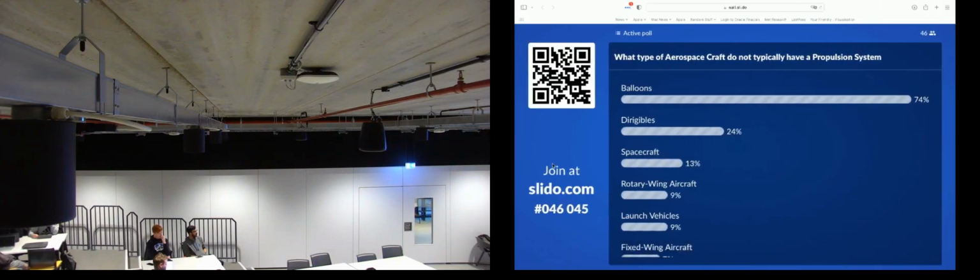So, what aerospace craft do not typically have a propulsion system? We have balloons, we have dirigibles, we have spacecraft, rotary wing aircraft, launch vehicles, and fixed wing aircraft. So typically, obviously there are some fixed wing aircraft without a propulsion system. What do we call those again? Gliders, yep. Launch vehicles, by definition, tend to have a propulsion system.